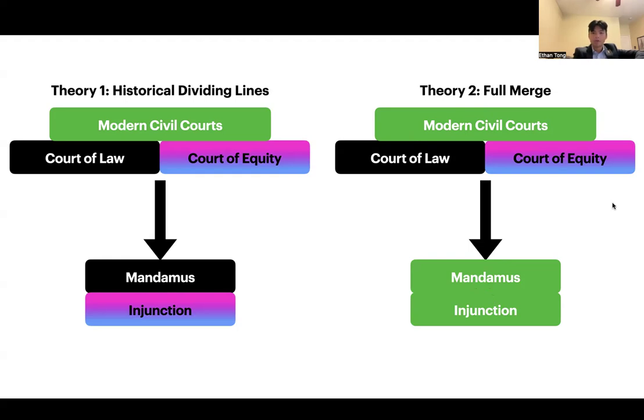These two theories are both valid theories. In case you're wondering, is there one that's much more prominent over the other? You'll hear smart people on both sides debate both of them. Again, one side will say, well, if you ask for a mandamus, you still have to prove that it comes from a court of law. And if you ask for an injunction, it has to come from the power of the court of equity. Whereas the full merge theory will say, look, ask for an injunction and prove that it comes from one of these two courts. It doesn't really matter. Or ask for a mandamus and prove that it comes from one of these two courts. It doesn't really matter. Show that the court has the power to grant a mandamus or an injunction, but it doesn't need to be strict like it would under historical dividing lines.